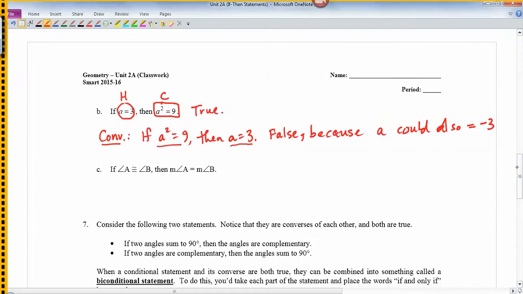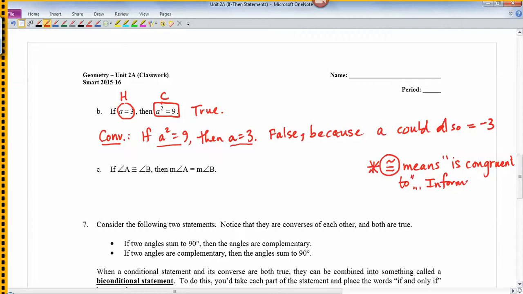Okay, this one has a new symbol in it, congruent. That symbol right there, I'll put it over here. This symbol means is congruent to. And so informally, here I'll write it down so you have it. Informally, it's used to show objects are the same size and the same shape.